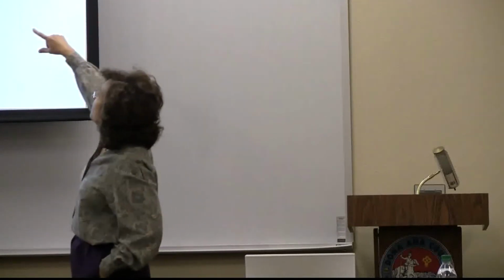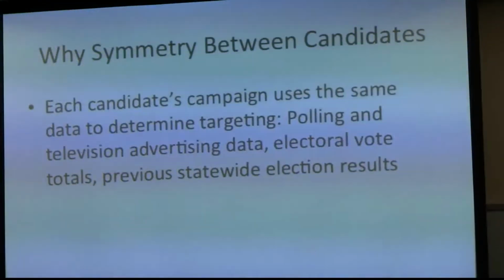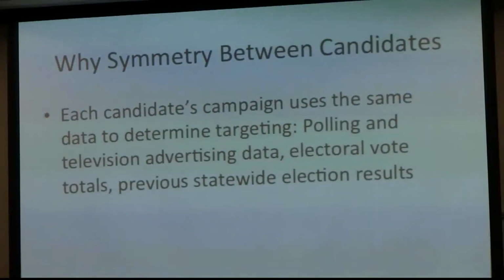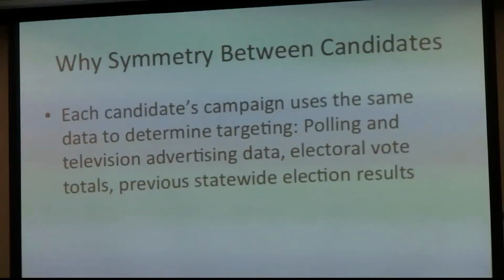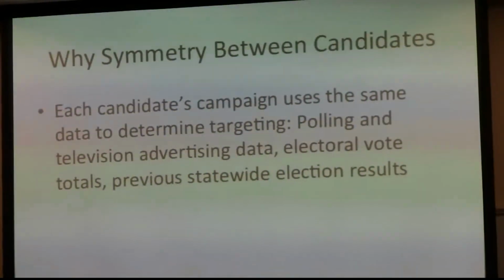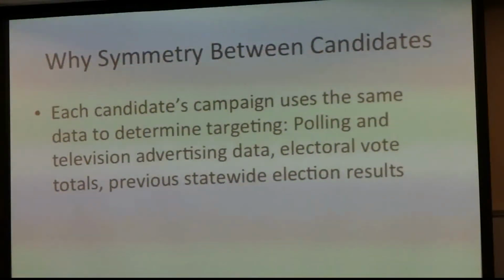So they really agree. They use the same information. So there's a lot of symmetry. They use this data: polling and television advertising data, electoral vote totals, previous statewide election results. Those are the key things that they think about in deciding where they're going to put their resources. So they do consider the cost of being in a particular state, which is the television advertising data. How much is that going to cost us? How many points do I get? So that's what they're really looking at, those GRP points that campaigns use to determine how many hits they're getting in any particular media market.